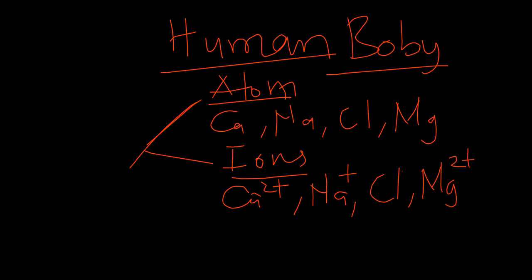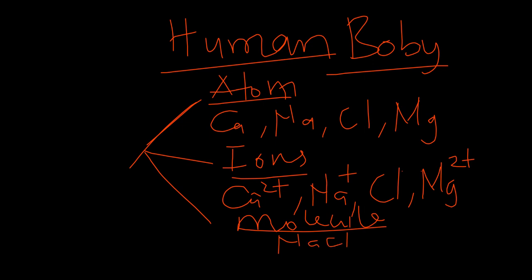Now, we've learned that when atoms join together, they form molecules. So in the same matter human body, you can have a molecule such as sodium chloride. Yes, we have sodium chloride, a lot of it in us. You can even have magnesium chloride in us. Then you can even have calcium chloride in us. So a simple human body, which is a matter, contains atoms, ions, and molecules, which are the building blocks of the matter, in this case, the human body.